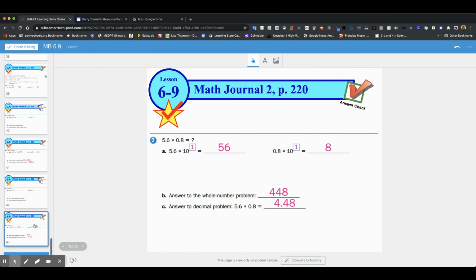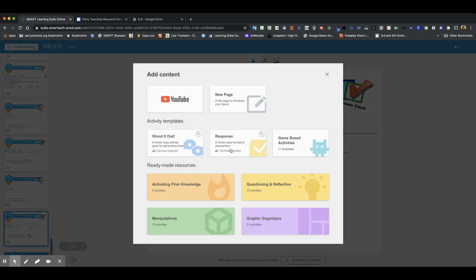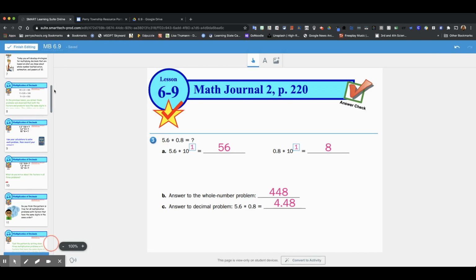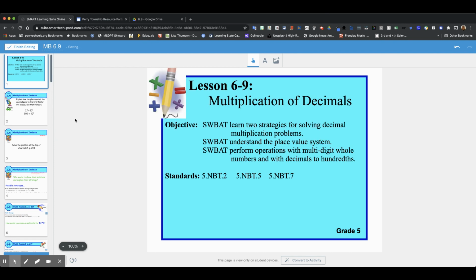And number 3, 5 and 6/10 should have been multiplied by 10 to the first power to give us 56. 8/10 times 10 to the first power to give us 8. 56 times 8 is 448. We undo it by dividing by 10 to the power of 2, giving us 4 and 48 hundredths. That is the end of 6.9. There was a lot of slides, but only 6 problems in your math journal to do.